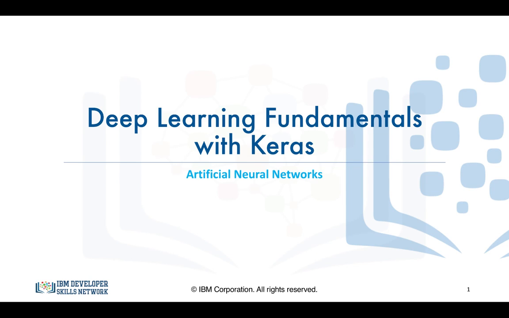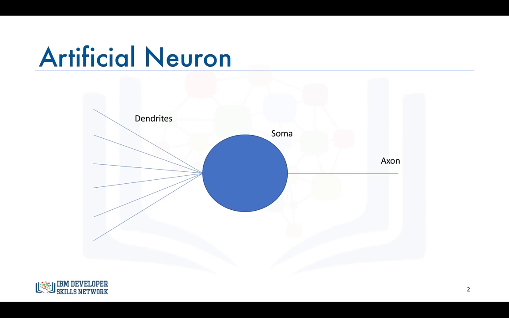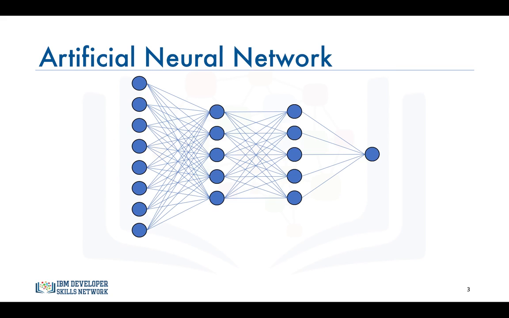In this video, we will start learning about the mathematical formulation of neural networks. In the previous video, we established that the shape of an artificial neuron looks like this in order to resemble a real biological neuron.